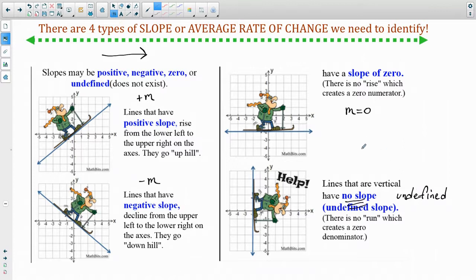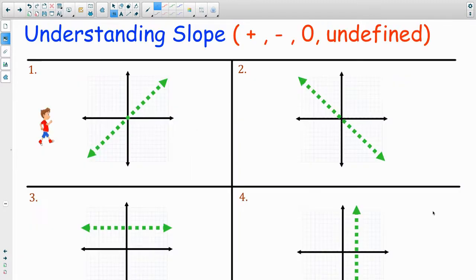Please remember that there's a difference between a slope that's equal to zero, which exists. It's a number. It's not positive or negative. It's the number one less than one and one more than negative one. That has slope. It's equal to zero. However, the vertical line, the opposite, is no slope or undefined. All right, let's practice.